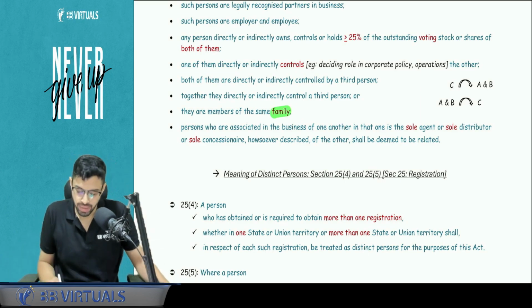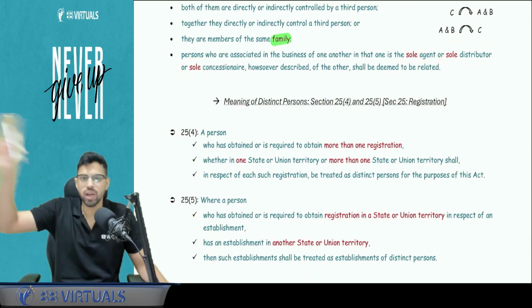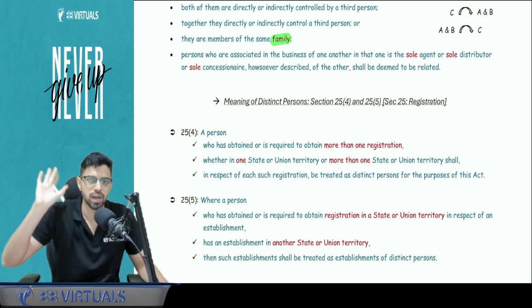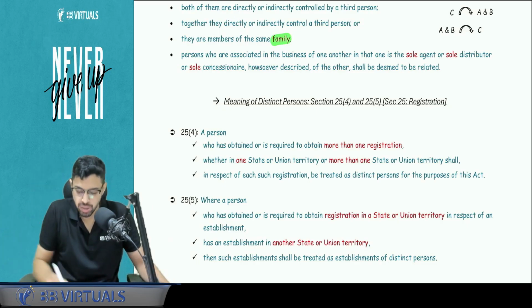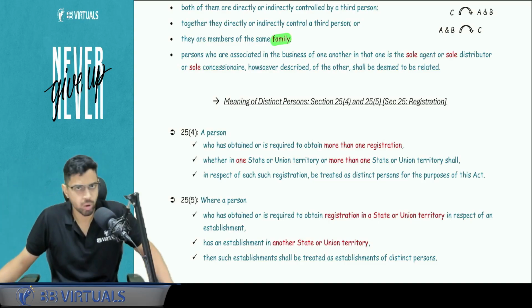Okay. Next. Sole agent, sole concessionaire, sole distributor. I don't have many agents, I have only you. You are my sole agent. So sole is what is important. Then you will be my related person. Normal agent, normal distributor, normal concessionaire, who sell goods for me, I have more than one. So that is a normal agent, they are not related persons.